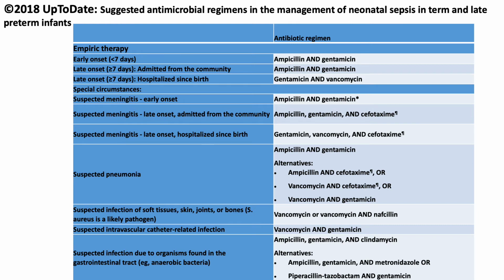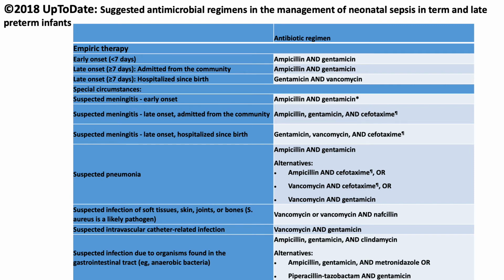Then there are special circumstances like suspected meningitis. This is all our empirical treatment. Suspected meningitis, early onset: ampicillin and gentamicin. Suspected meningitis, late onset and admitted from the community: ampicillin, gentamicin and cefotaxime. Suspected meningitis, late onset, hospitalized since birth, these are nosocomial: we start with gentamicin, vancomycin and cefotaxime.